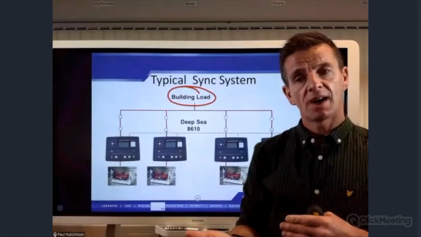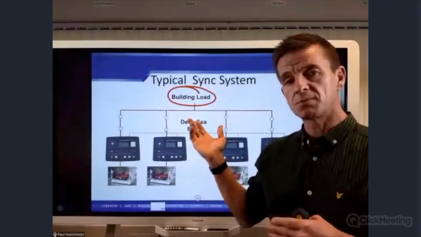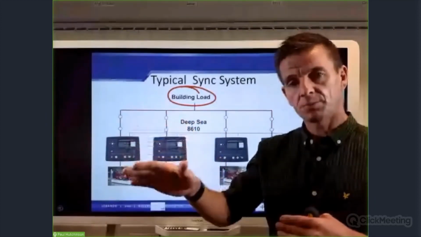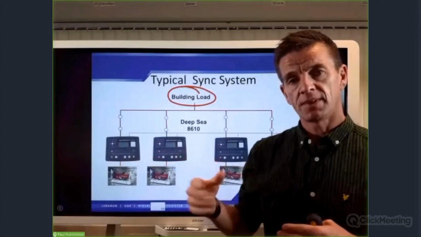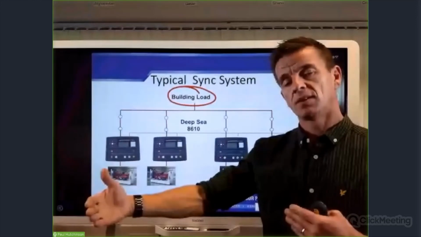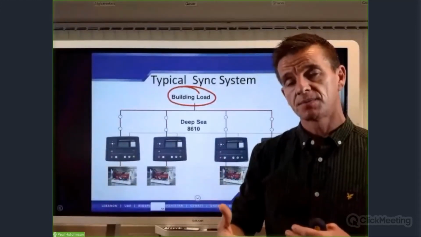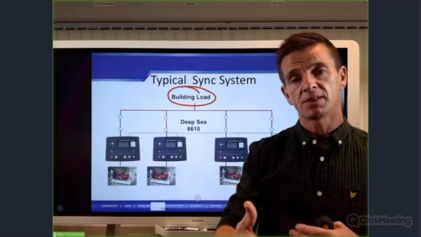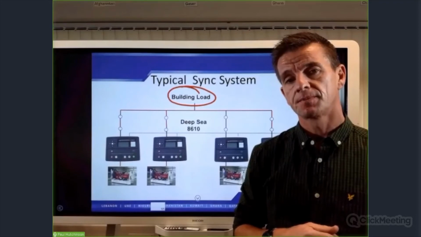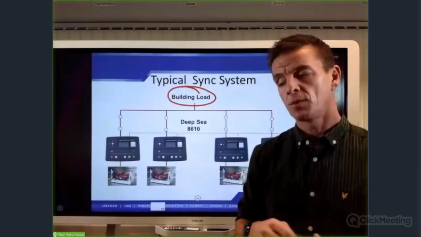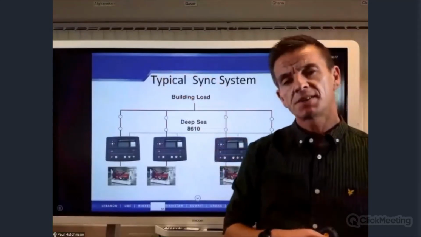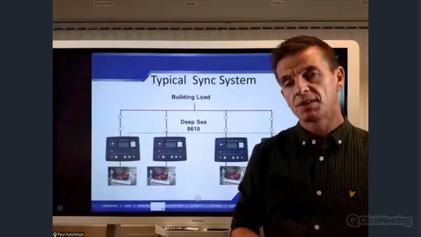Then after it has finished, or say in this case the mains or the utility comes back and is stable, it will take the load. Then the gensets would all shut down and await the next signal from the mains or the utility to restart again. So hopefully that has given a bit of insight into synchronizing systems.